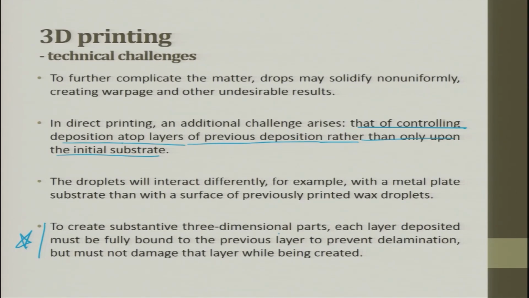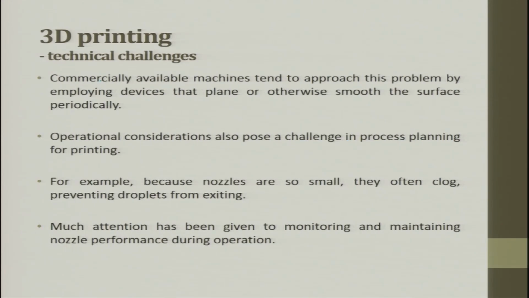While creating a 3D part, each layer deposit must be fully bonded to the previous layer to prevent delamination. So, as we told, this is delamination. Commercially available machines tend to approach this problem by employing devices that plane or otherwise smooth the surface periodically. So, you have a knife or a sharp object to smoothen the surface.